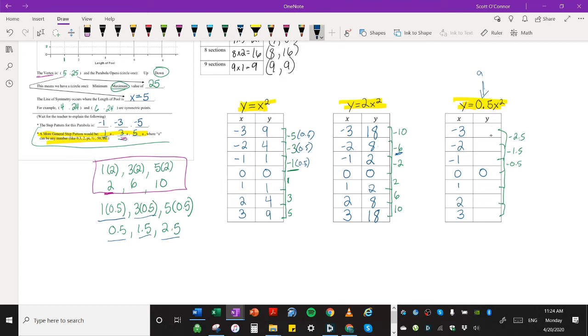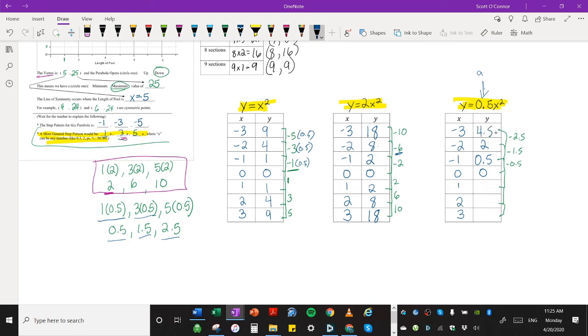Now, for our purposes, when we're going from the vertex up, we're going to be adding, right? But you can see that as we read it downwards, it's subtracting. So if I'm at 0 and I go up 0.5, then that takes me to 0.5. And if I'm at 0.5 and I go up 1.5, I get to 2. And if I'm at 2 and I add 2.5, I get to 4.5.